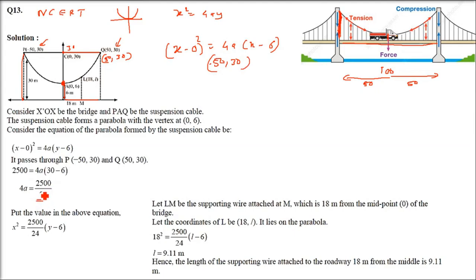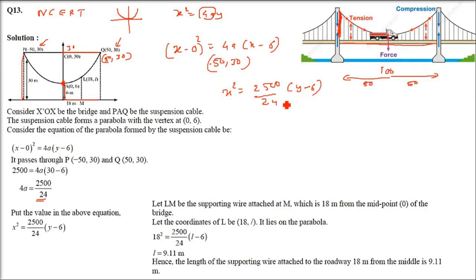From here you will get a. But you don't find a. You find 4a. Why? I'll just show you. Because in place of 4a, I'm going to put 2500 by 24. So x square equals, in place of 4a, I'm putting 2500 by 24, (y minus 6). This is clear? This is our equation.